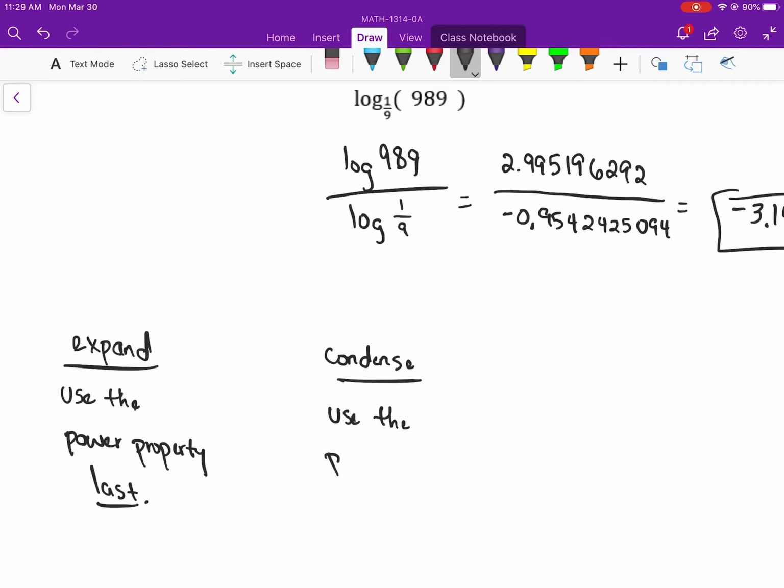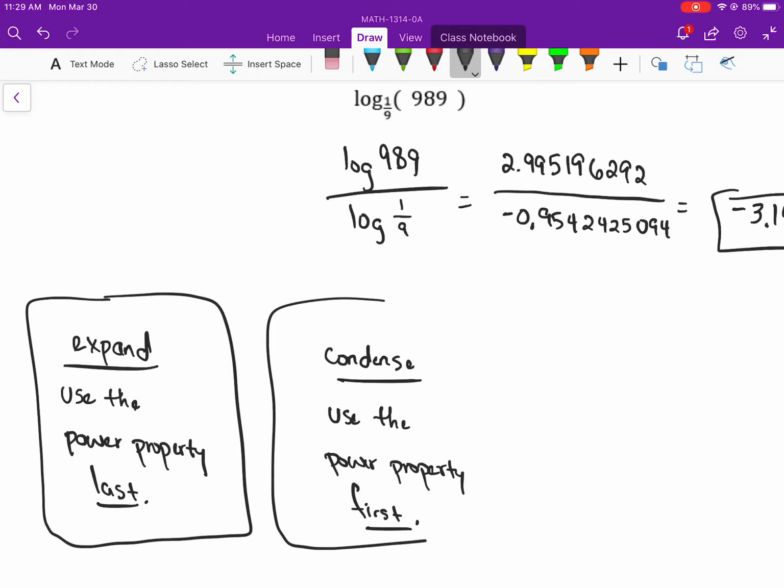But when you condense, use the power property first. Extremely important. I see so many students that get the exponent in the wrong spot. So very important here. Make sure when you expand, use that power property last, and when you condense, use the power property first. You won't go wrong with your exponent if you follow those rules.